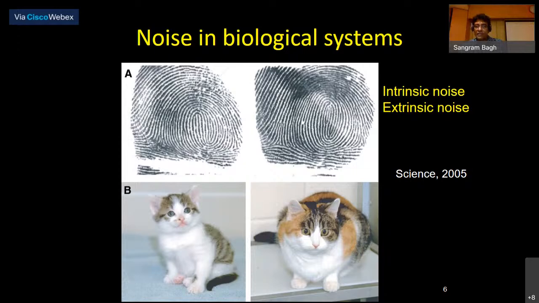And now imagine that you put the same gene in two different cells, and you'll still see there is a difference in the expression level between the two cells. This is coming because the environments of the two cells are different. This is called extrinsic noise. And we'll first go into exactly what the molecular origin of this kind of noise is.